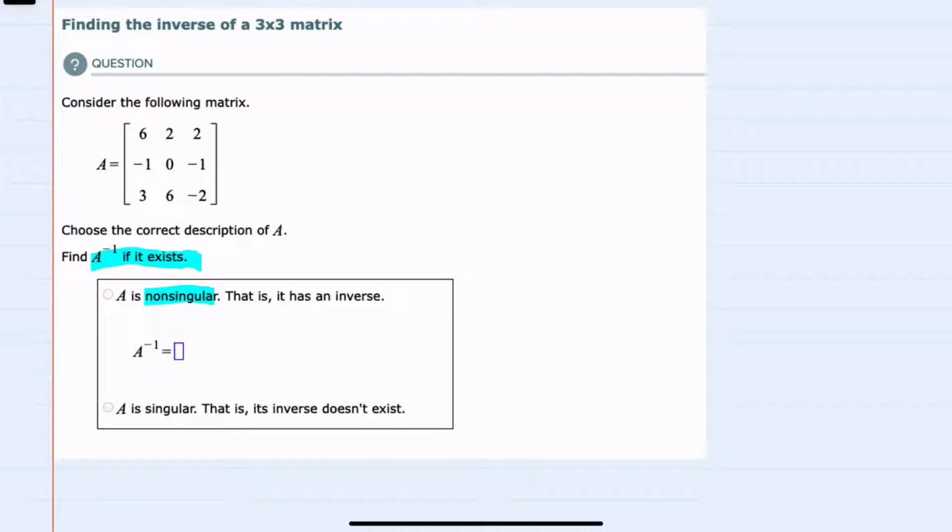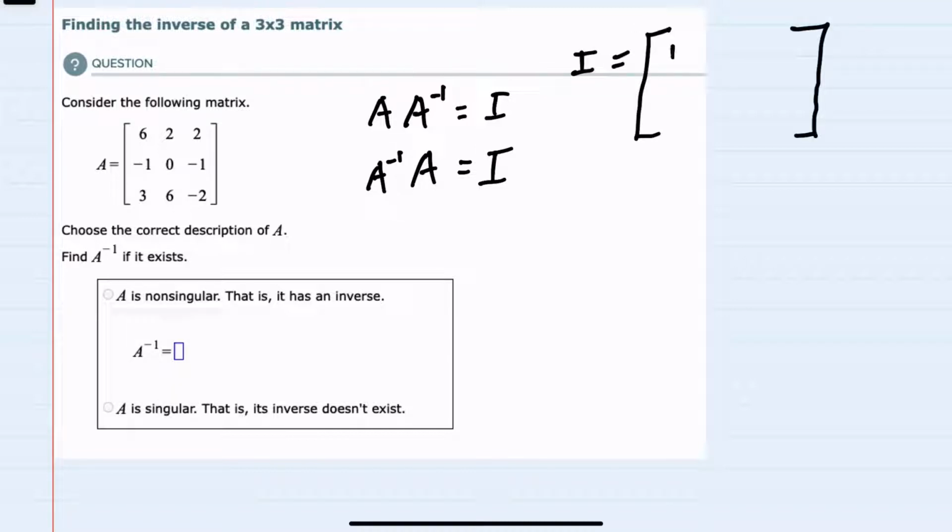If it does exist, then A is non-singular, and we will give that inverse as our answer. If at some point in the process things fall apart and I'm not able to get the identity matrix, then we would say that A is singular, meaning that it doesn't have an inverse. And again, when we multiply a matrix with its inverse, I'll get the identity matrix, regardless of which order I multiply in. And the identity matrix for a 3x3 or any size matrix is always square, with ones on the diagonal and the rest of the values being zeros.